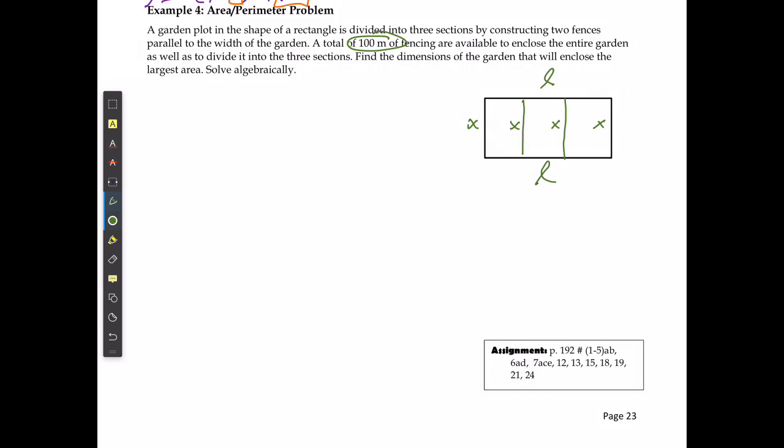I know that to make all these 6 fence sections, I only have 100 meters of fencing, which means that in this case, that 100 meters has to account for the 4 X lengths and the 2 L lengths. Now, I'm going to solve for what the L would be, and you'll see why in just a second. I'm going to move the X's over, and I'm going to divide by 2.